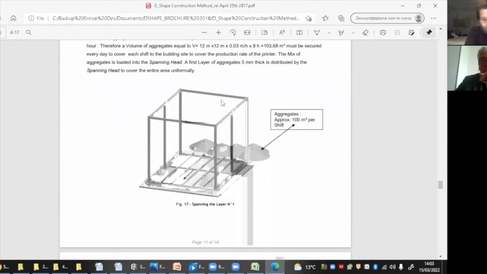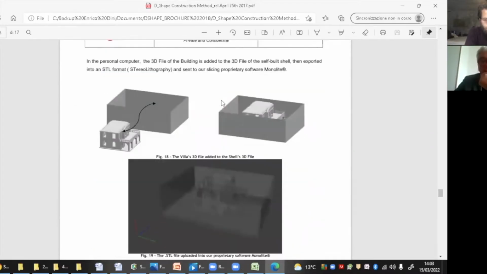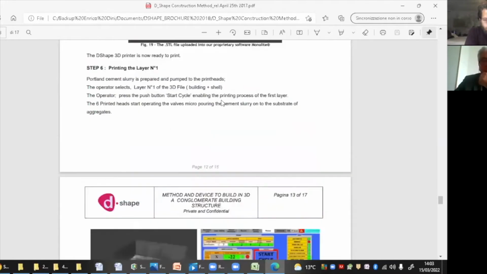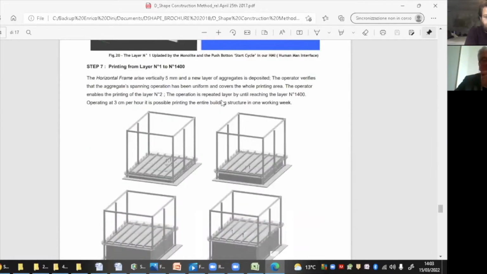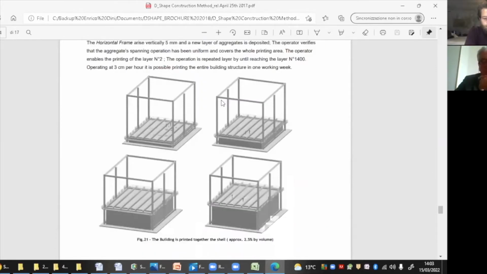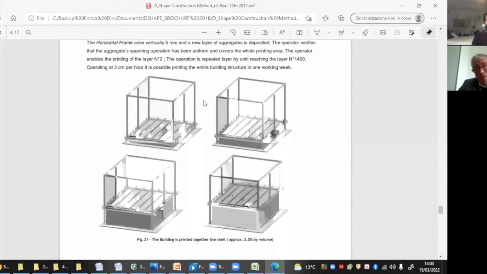And then we start with the first layer number 1. And then we start printing, and let's say from layer 1 to 1400, we can proceed at about half a meter per day. It's a reasonable printing time. Hopefully it might even be 1 meter per day.